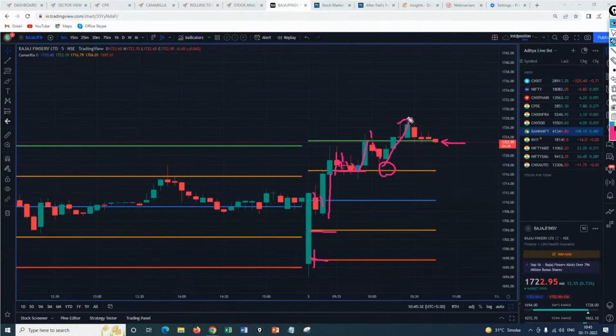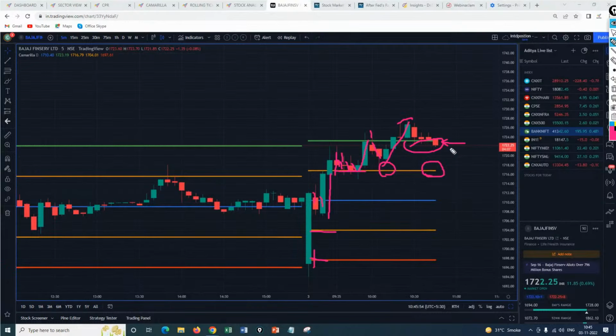After it has given a breakout of the H4, obviously there will be some consolidation and some sideways action, but it seems to be trying to hold on to the H4 level. So what you can do is keep your stop loss over here. As long as it holds on to your H3 level, it can still work.